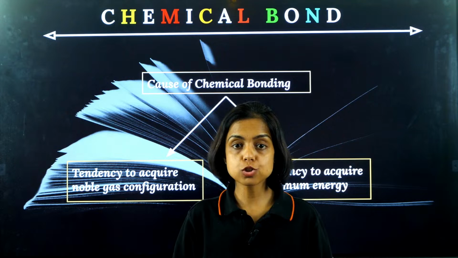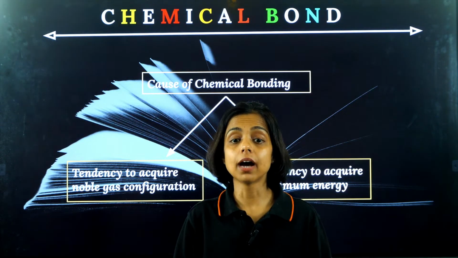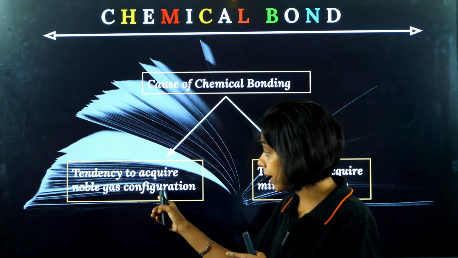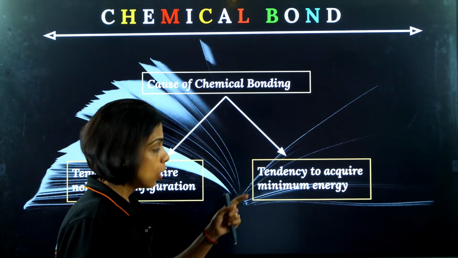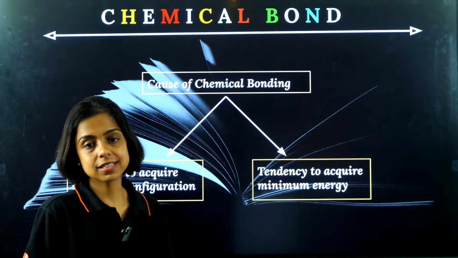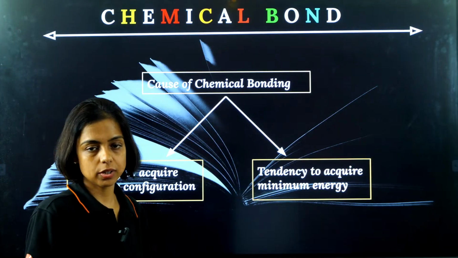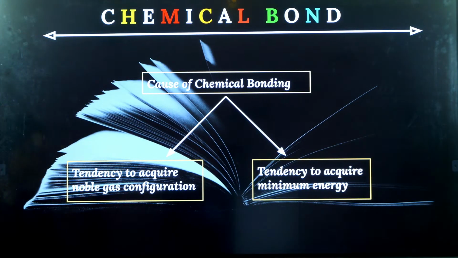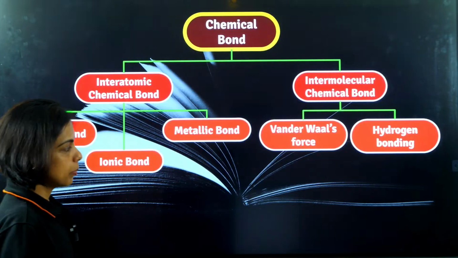So what is the cause of chemical bonding? Stability. How do they attain stability? By getting the noble gas configuration or by getting a decrease in energy, by lowering the energy, right guys? So these are the reasons for bond formation, right?